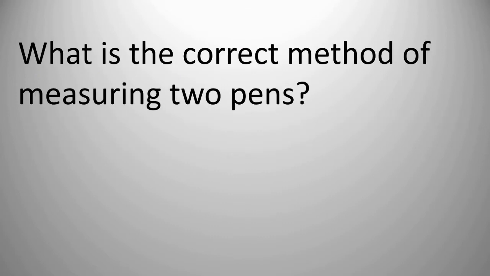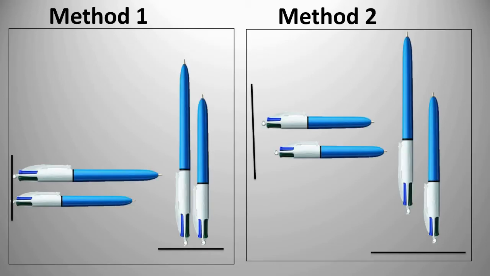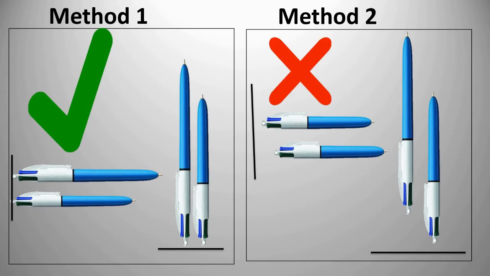Now student, we will learn what is the correct method of measuring two pens. Now student, here I have two methods, method 1 and method 2. Can you tell me which method is correct? Yes, method 1 is correct because it touched the surface and we come to know which pen is longer. Method 2 is the wrong method because it did not touch the surface and we can't say which pen is longer.